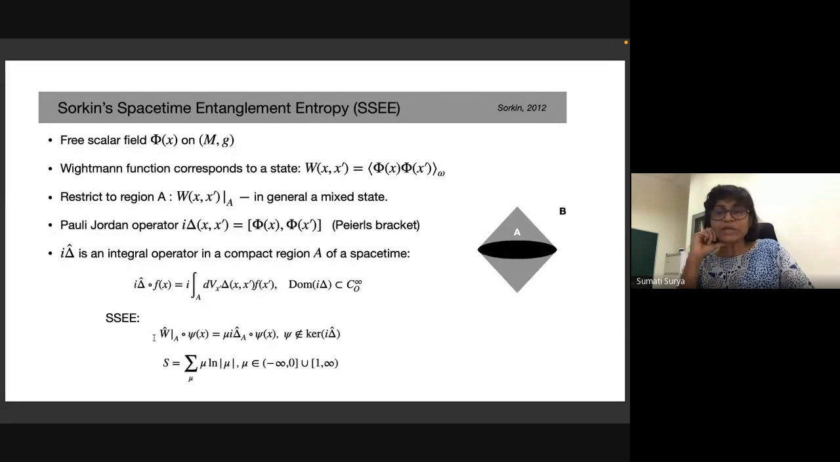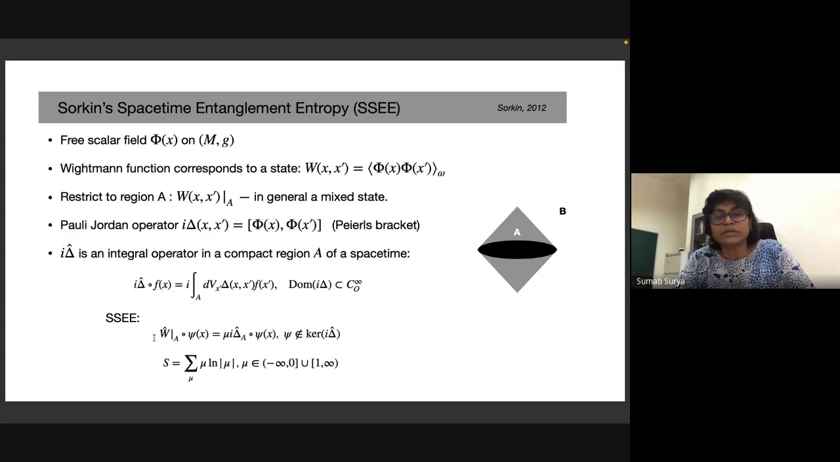So this brings me to Sorkin's spacetime entanglement entropy formulation. Like I said, he gave this talk in 2011 and the paper I think came out in 2012. And it's based on a few ingredients, which I will go through in a little detail now. First of all, it is defined for a free scalar field theory, phi, on M, g.